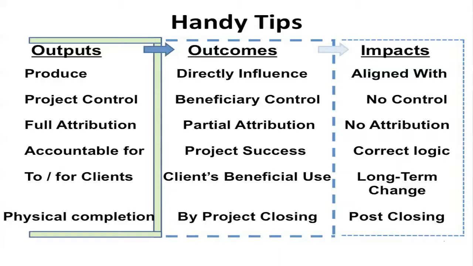So outputs would be by physical completion if you're doing anything with physical works. Outcomes, by the time you end the project, that's when you want to see the outcomes starting to be achieved, and impacts really post-project closing. So these handy tips can help you with differentiating, when you do your project design, the difference between the different results levels.